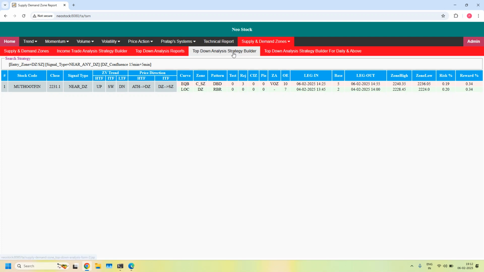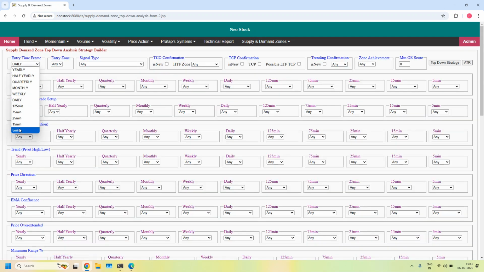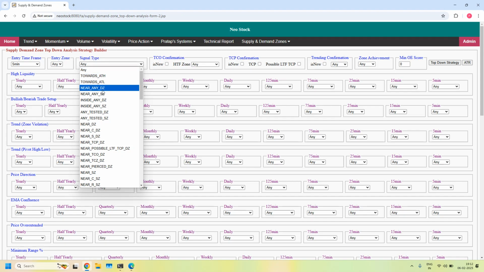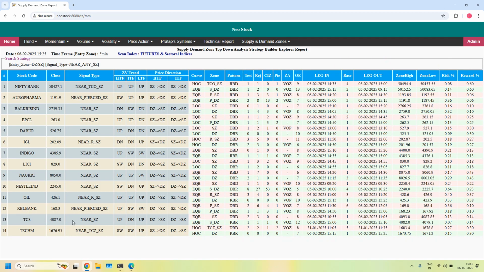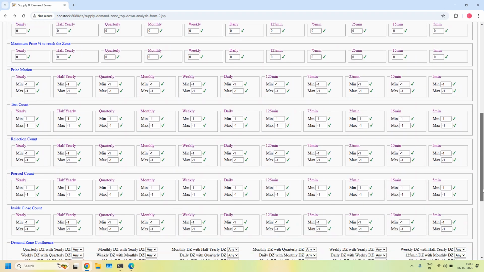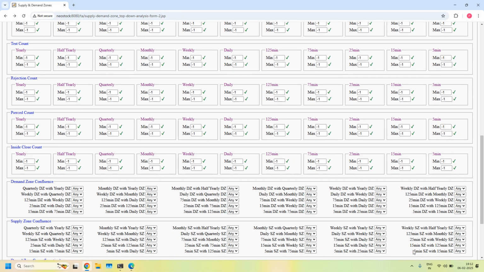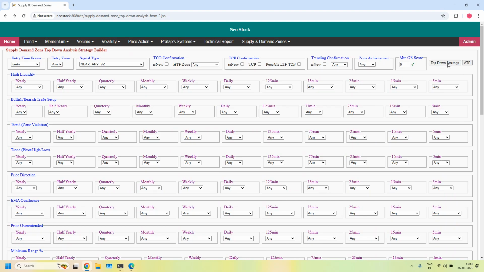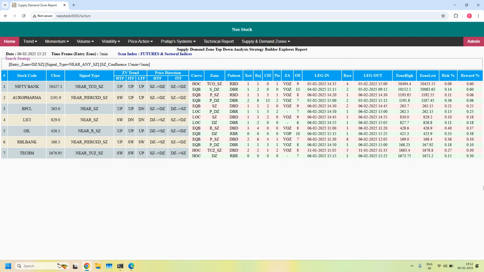Next, 5 minutes time frame. Stocks near 5 minutes supply zone. We got 14 stocks. Out of these 14, how many are having ITF supply zone confluence? Let us verify. That is 5 minute supply zone with 15 minute supply zone confluence. I am enabling the filter. With this filter, we got 7 stocks.